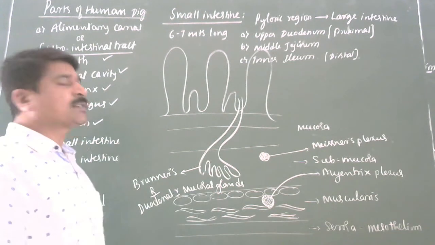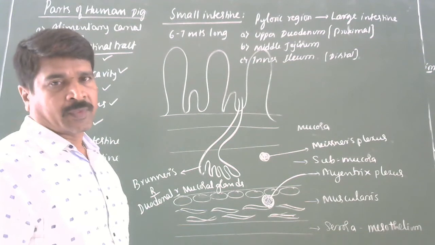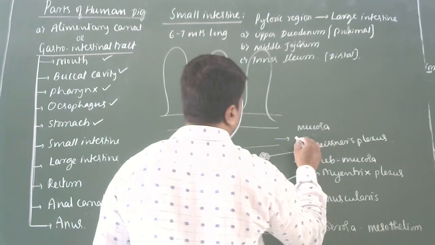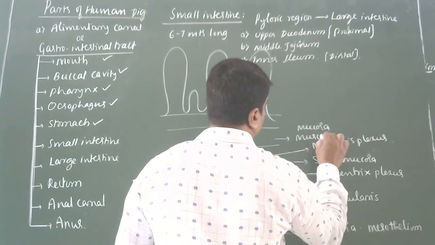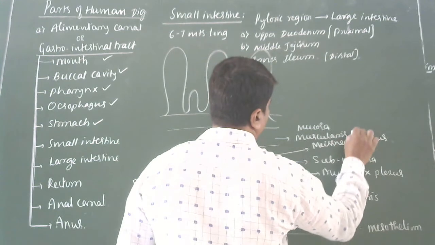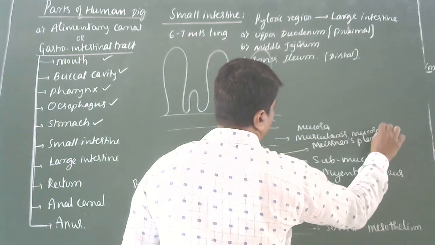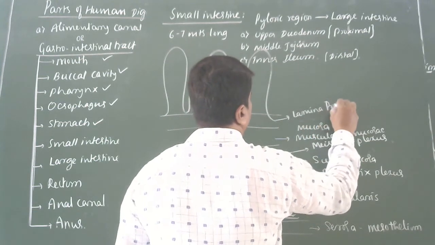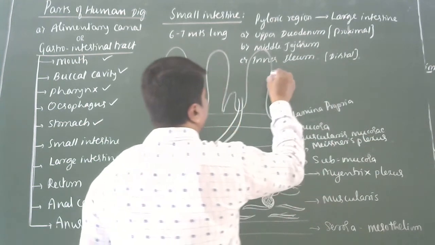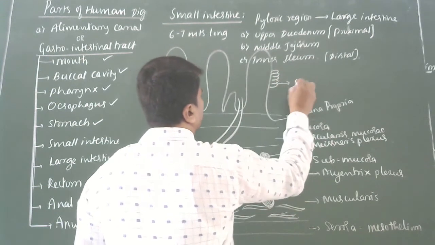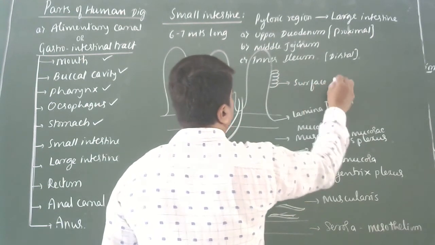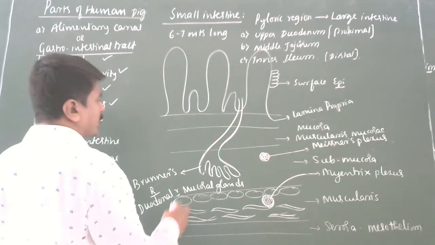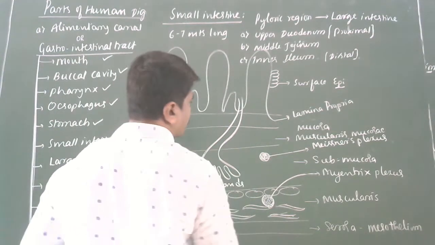This is the innermost layer of the small intestine. It is again differentiated into three layers: the muscularis mucosae, lamina propria, and surface epithelium. These are the three layers of the mucosa that you should keep in mind.